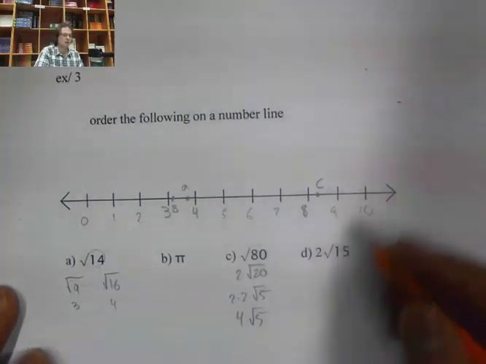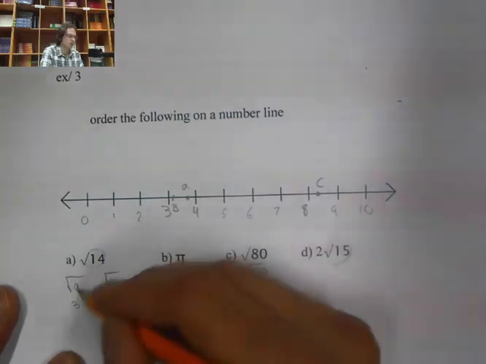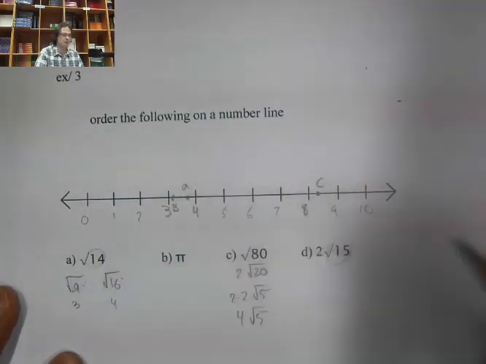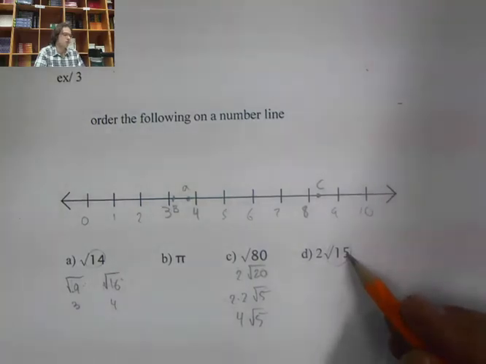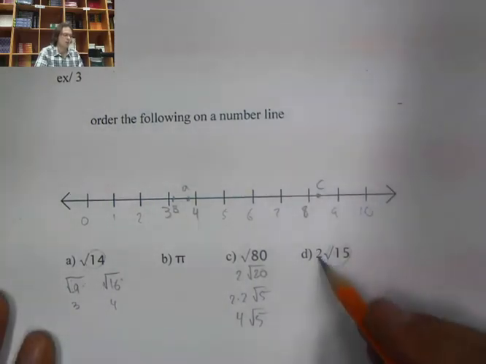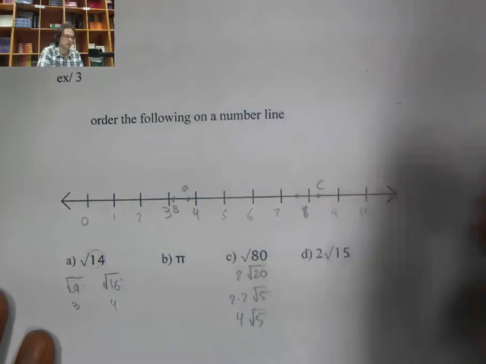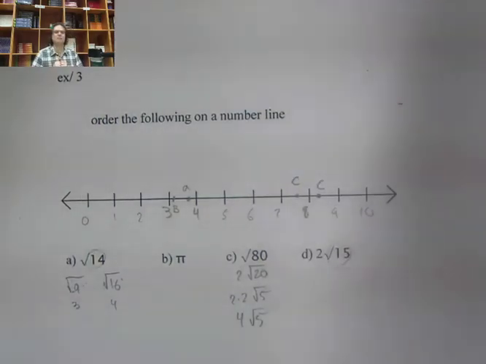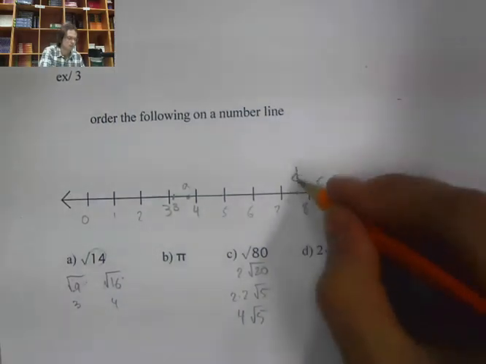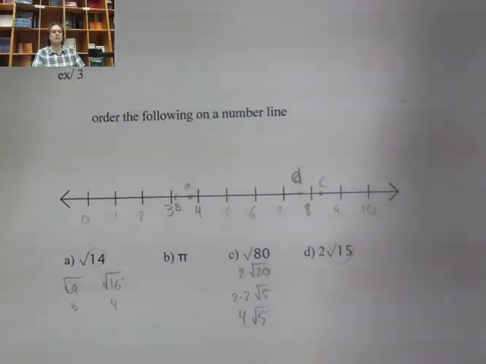And our last one is this here, square root of 15, which is once again in between these two, but closer to 16. So that's going to be like 3.8 maybe, and multiplied by 2 is 7 point something. So this right here is going to be my C. Oops, sorry, that's D. Okay? So that's all we have to do for this one.